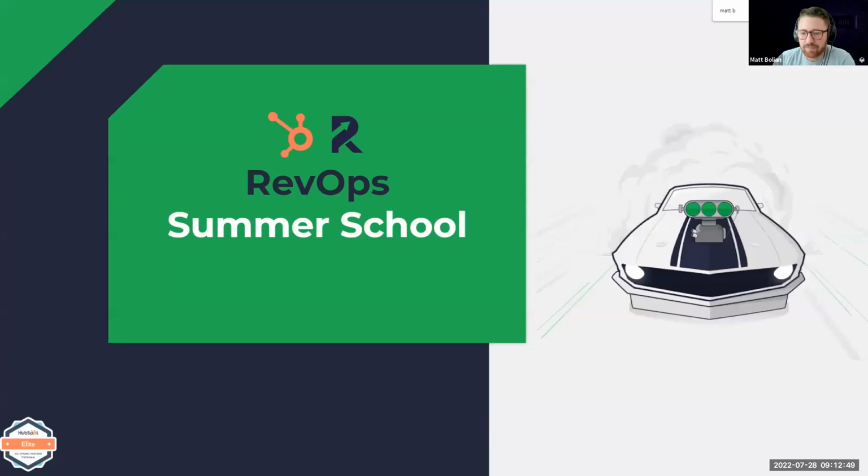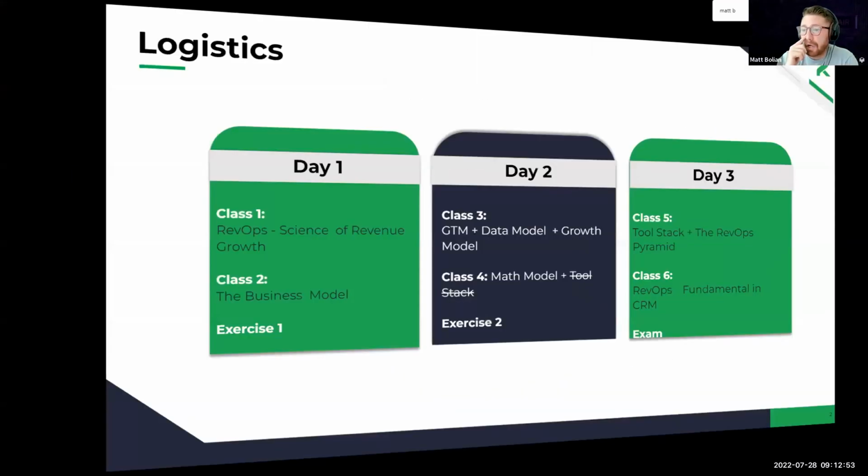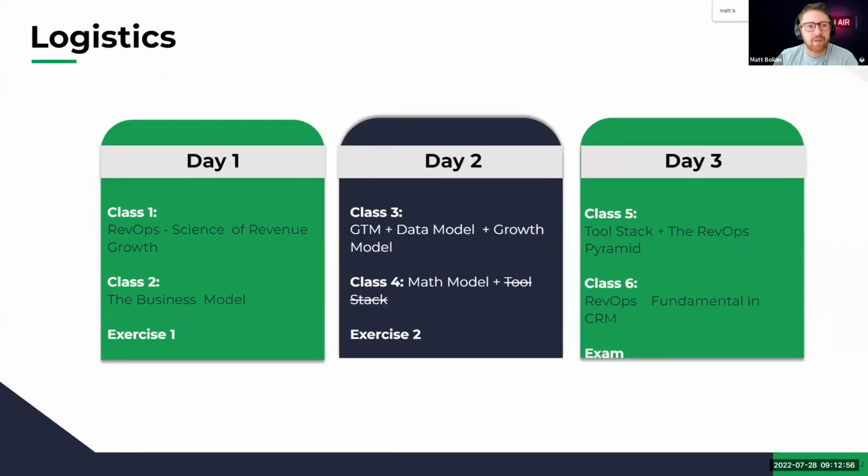My screen is loading. Okay, here we go. So this is where we started. You can see where we've been. Class day one, we talked about what revenue operations is and why people care about it, and that it is a science. We then went into our business model. That set the stage for us yesterday to go over lots of models: go-to-market, data, growth, and math model. We didn't get to the tool stack, so we're going to cover the tool stack today.